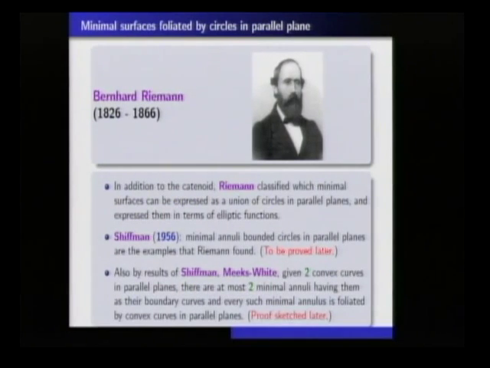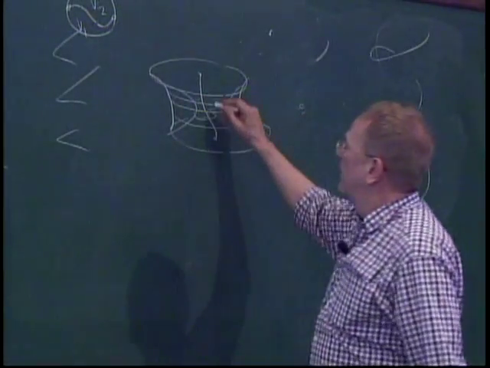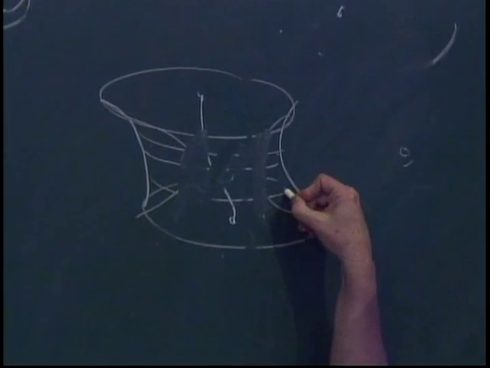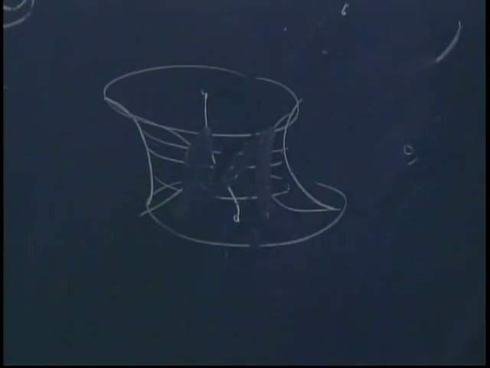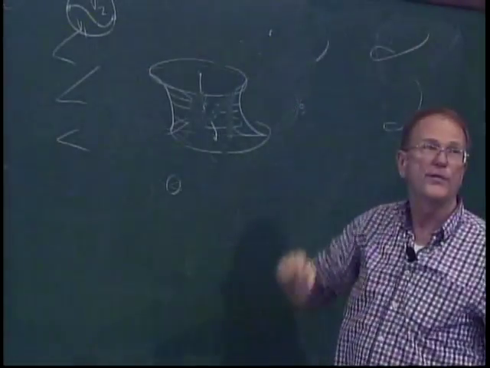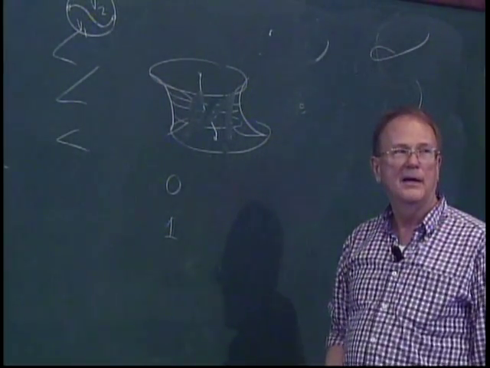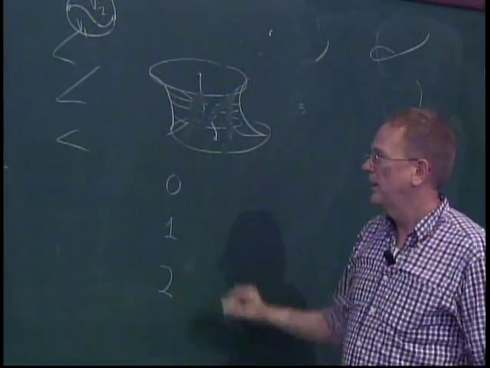You have Riemann's examples. But in general, if they're just convex curves, how many minimal annuli are there? It turns out there are only two. And you can say more about them. You can say there's either 0, that's possible. If the curves are too far away, there are none. Or maybe there's 1, or maybe there's 2.